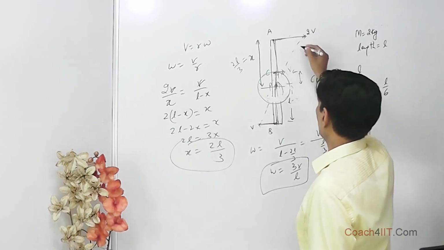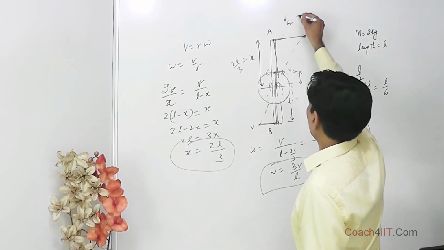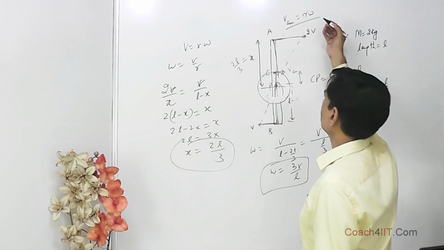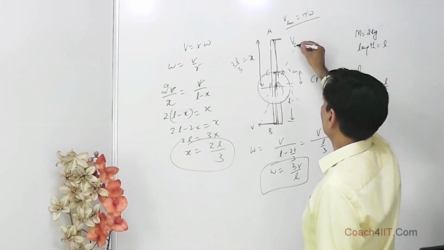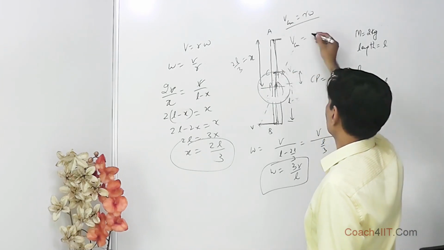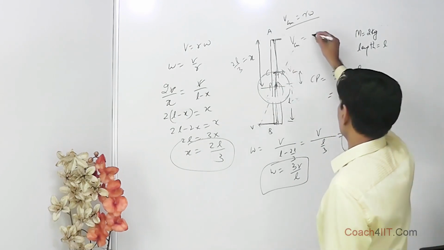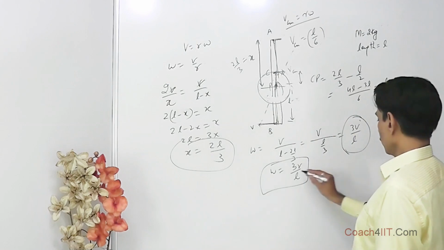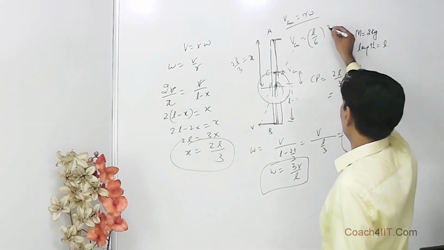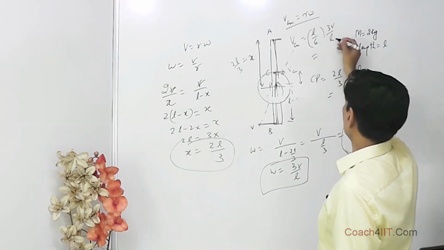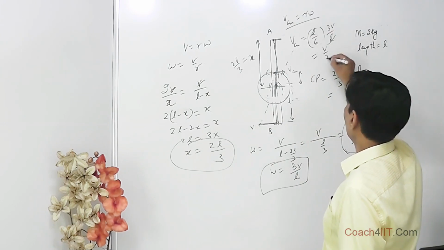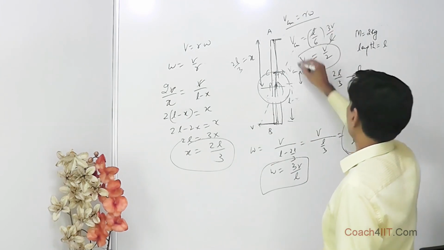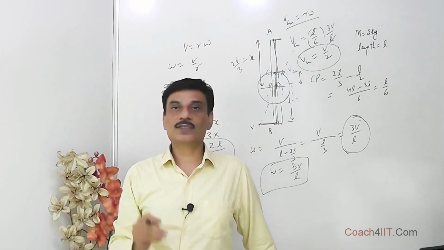Now we wish to find VCM. VCM is equal to r omega. So the velocity of the center of mass is r, which we got as L by 6, times omega of the whole rod, which we calculated as 3V by L. That comes out to be V by 2. So the velocity of the center of mass is V by 2.